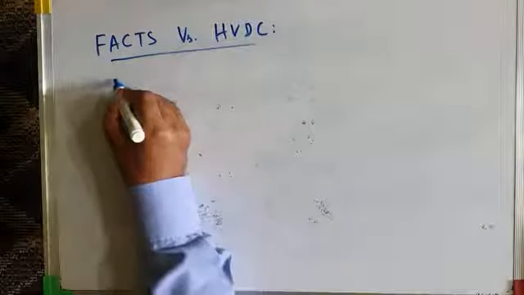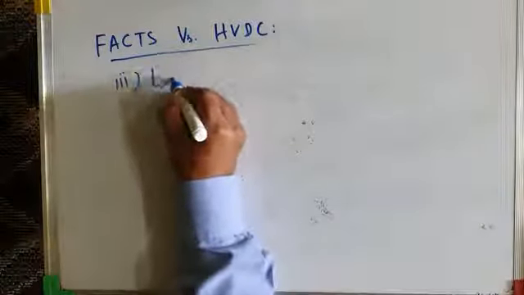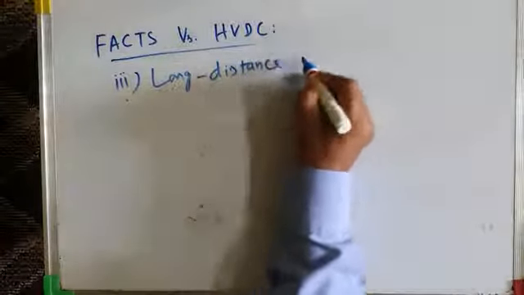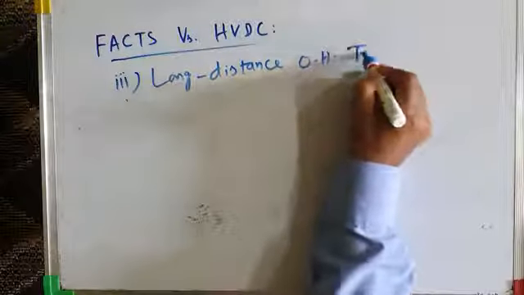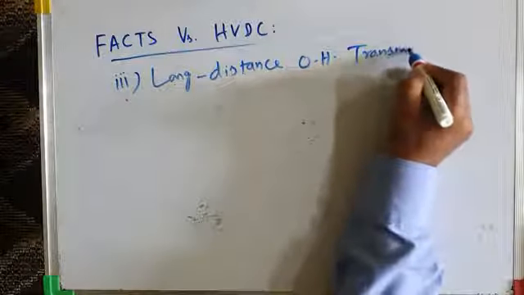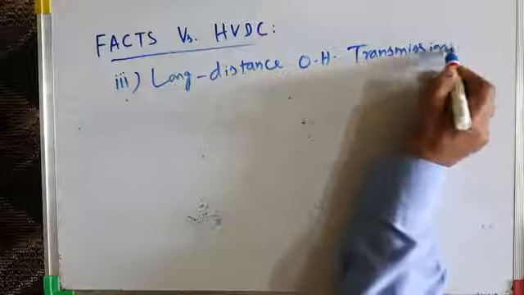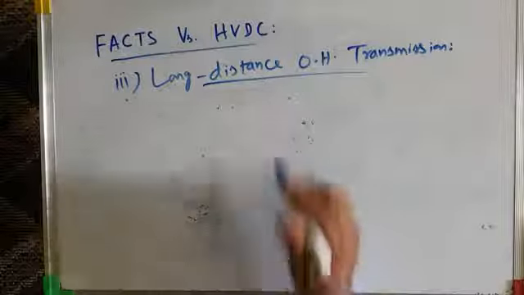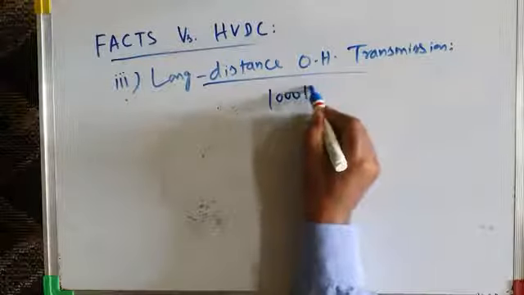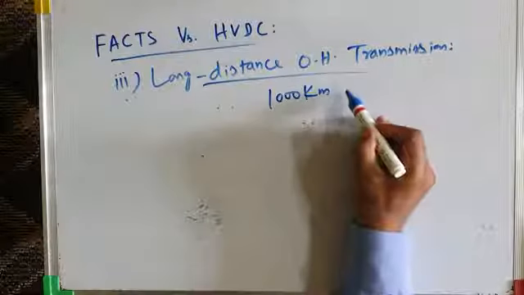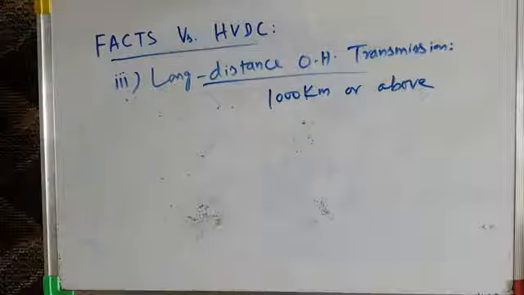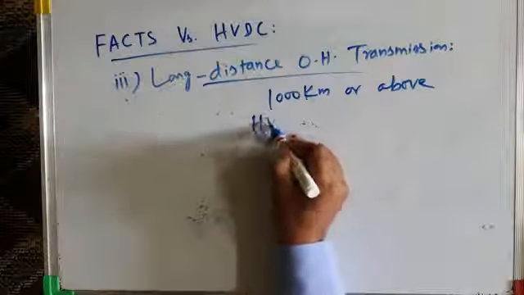Third is long distance overhead transmission. Now, I have already told you that long distance overhead transmission is much cheaper than long distance underground power transmission. Okay, so for long distance overhead transmission, that is, long distance means 1000 kilometer or more than 1000 kilometer long transmission line, HVDC is cheaper.